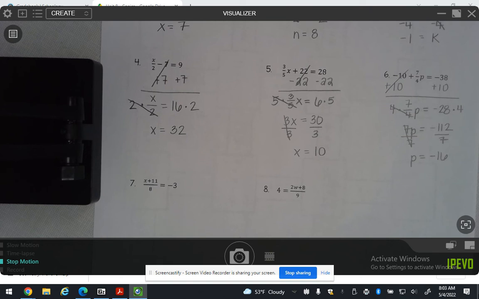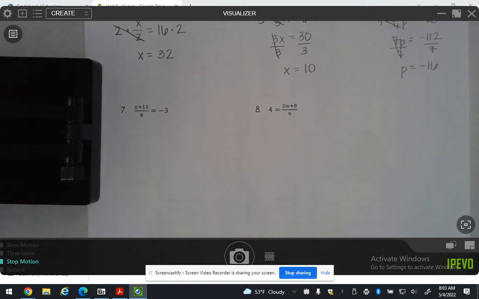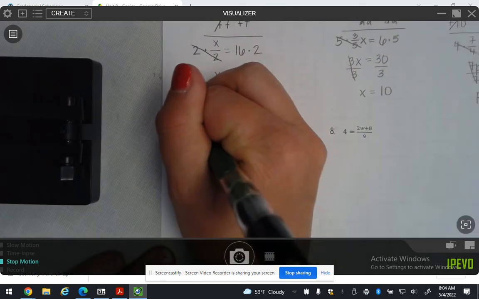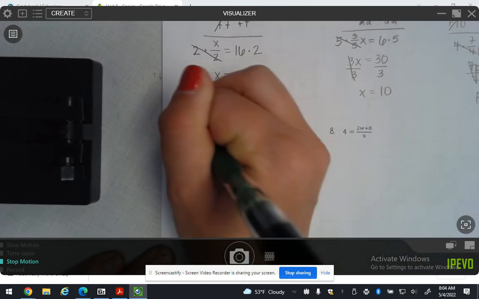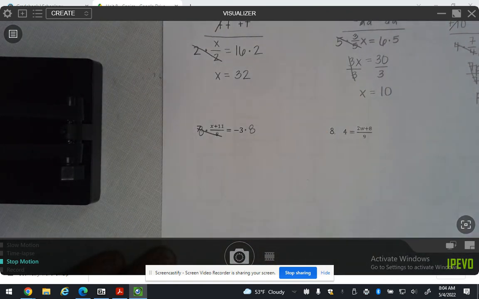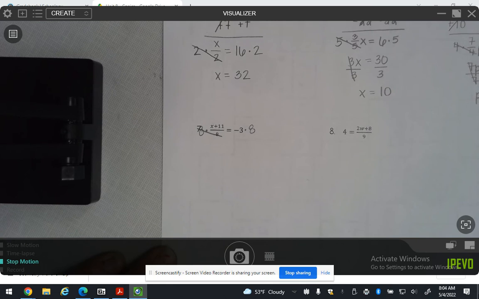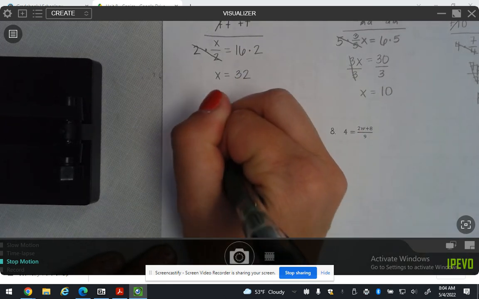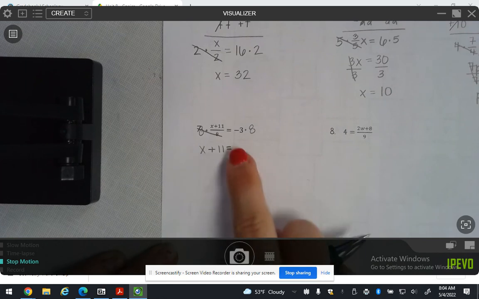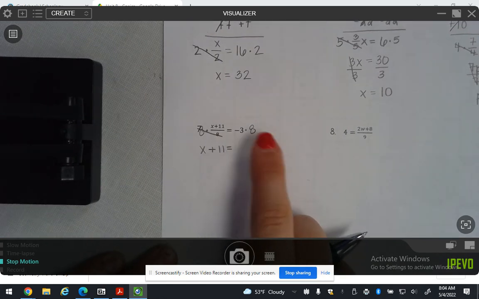Does that make sense? Okay, now look at number 7. What's the difference? There's a big fraction, right? So we need to get rid of that big fraction first. So we're going to multiply by something. What do you think we're going to multiply by? I'm going to multiply by 8 on both sides. So what comes down when I multiply by 8? Because the 8's cancel. What comes down on my left side? Good. X plus 11 equals, what's negative 3 times 8?